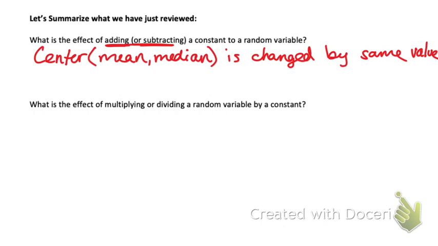If I add 10 to every number in the distribution, I'm going to add 10 to the mean and add 10 to the median. If I subtract 15 from every number in the distribution, I'm going to subtract 15 from the mean and the median. Okay?